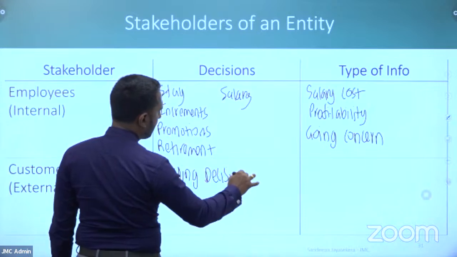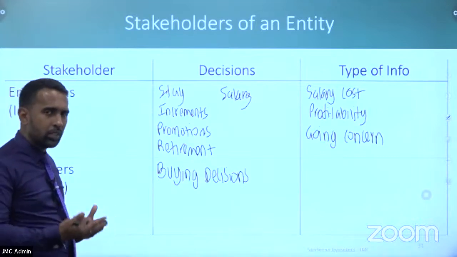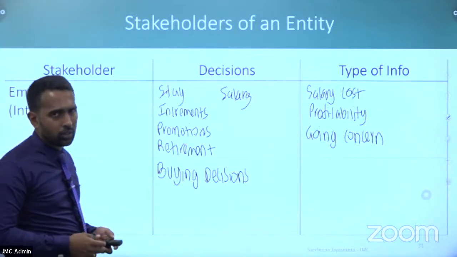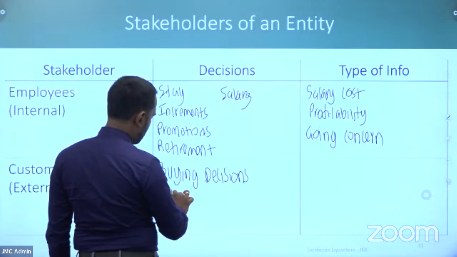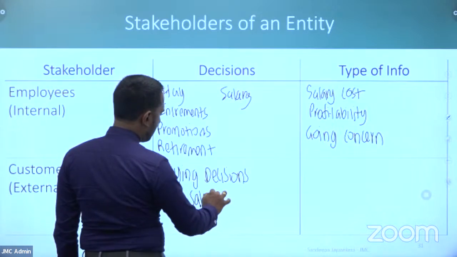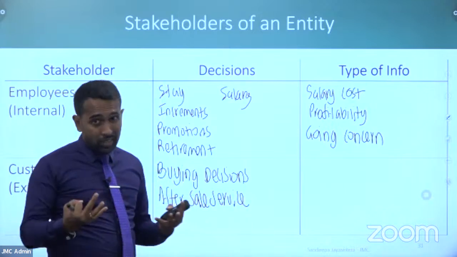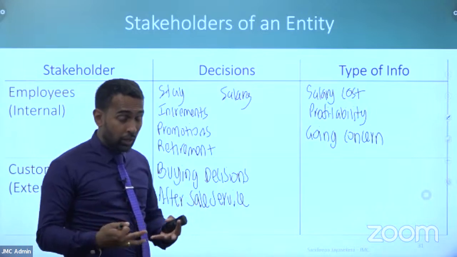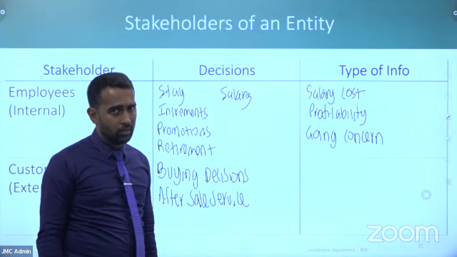Customers are looking at this to make the purchase decision: whether to purchase or not, whether to buy or not. And they may be looking at after sales services. What after sales services are we getting? Like that, the purchase related decisions: what volume am I going to purchase, what discount am I entitled to.